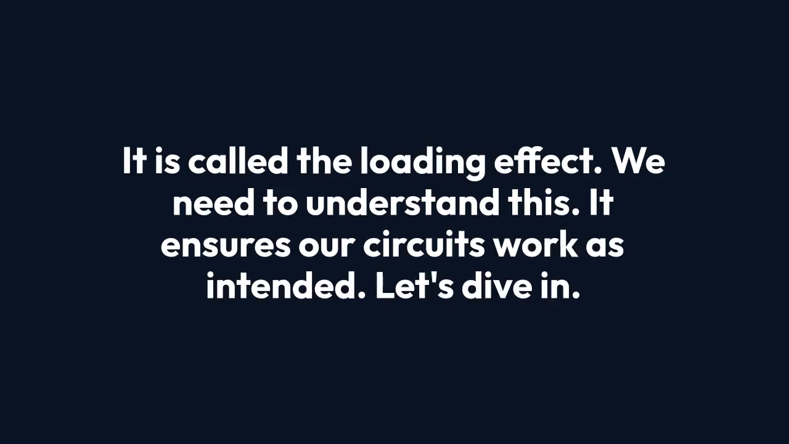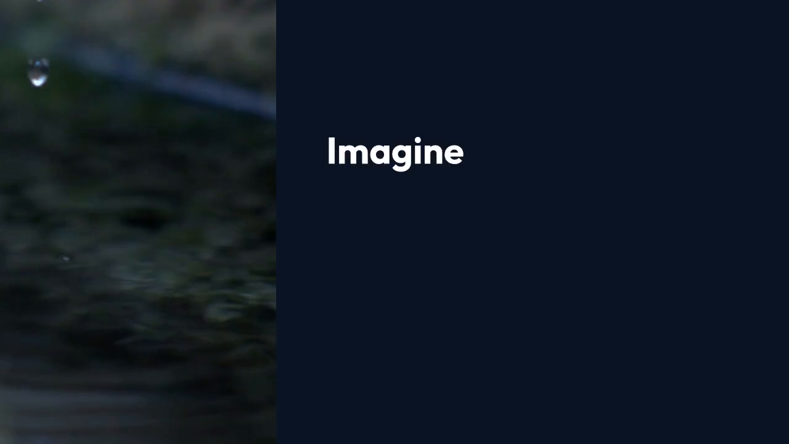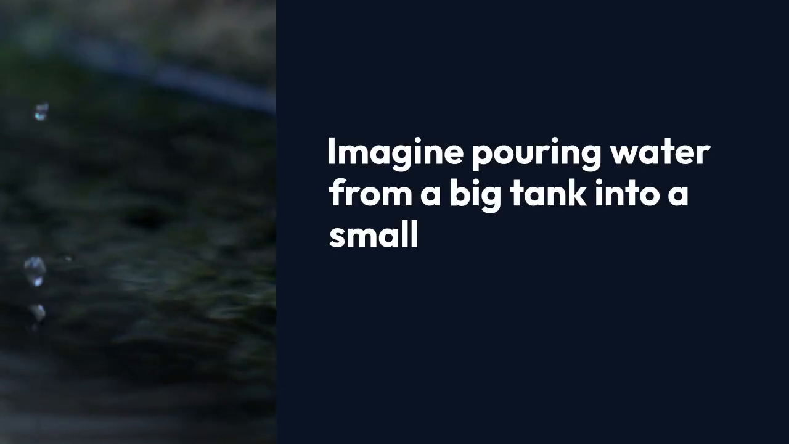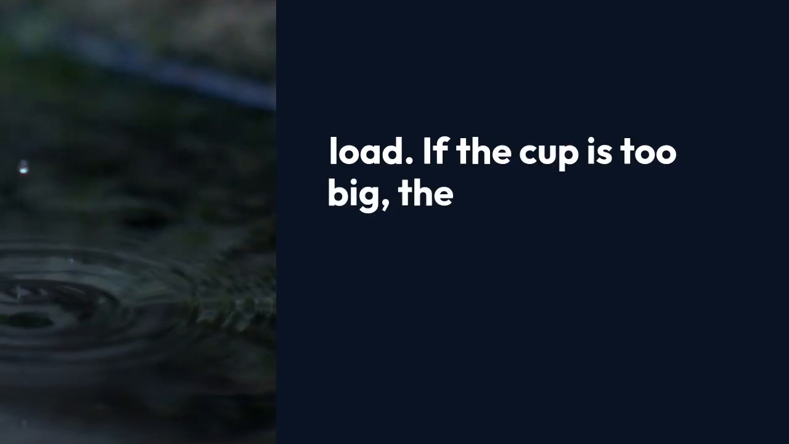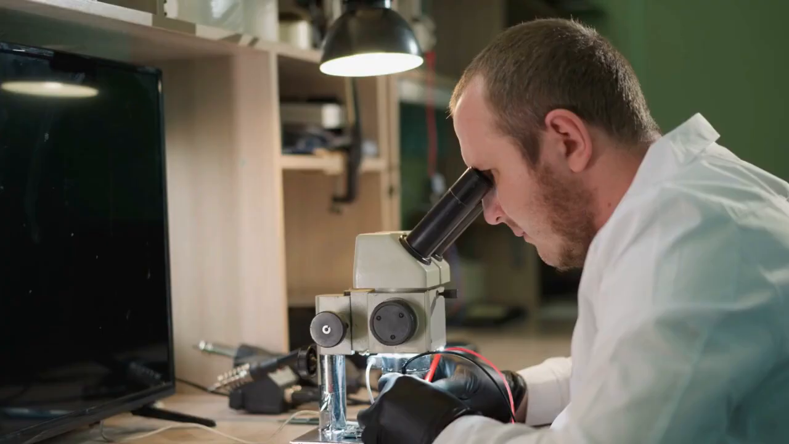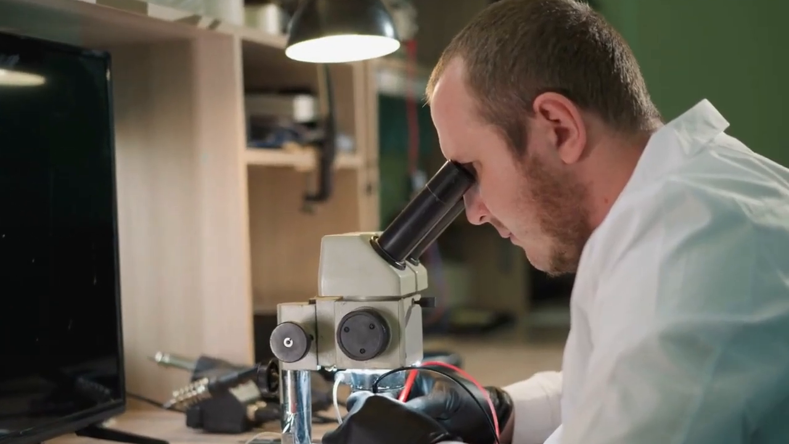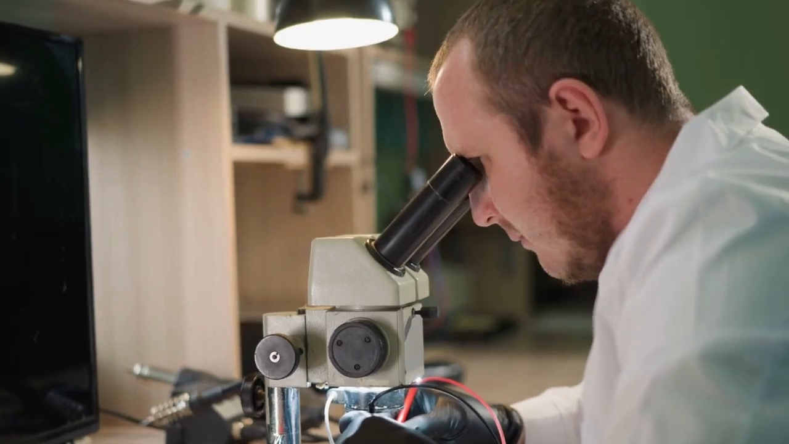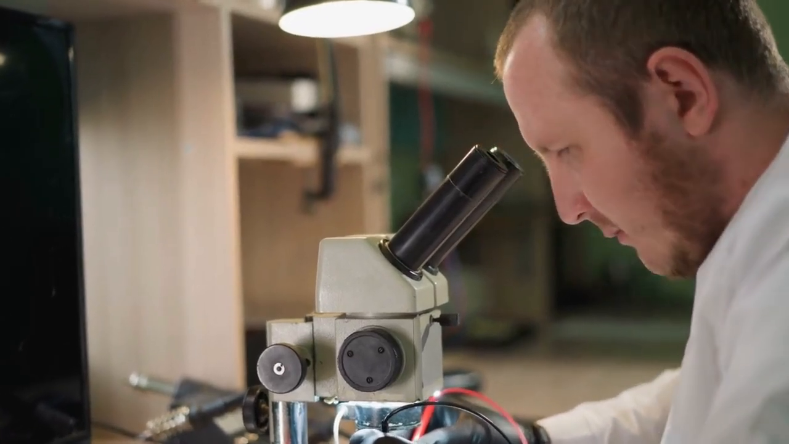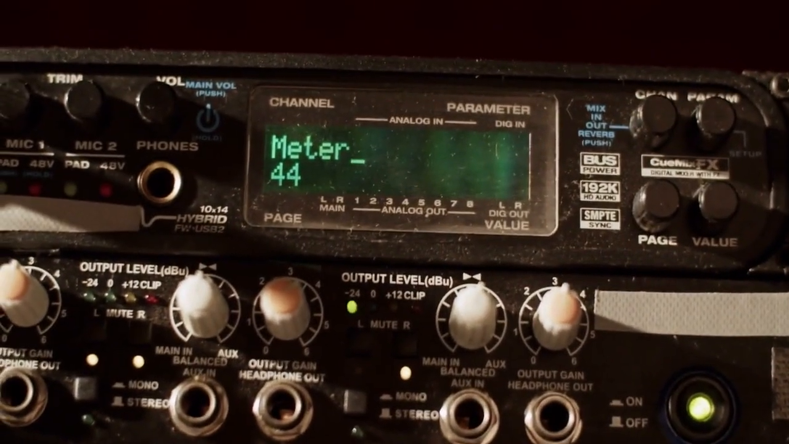Let's dive in. What is loading? Imagine pouring water from a big tank into a small cup. The cup is the load. If the cup is too big, the tank might not fill it properly. In electronics, loading happens when a circuit draws too much current. It happens from the previous stage. This affects the signal. It can change its voltage or shape. This is not good for our design.